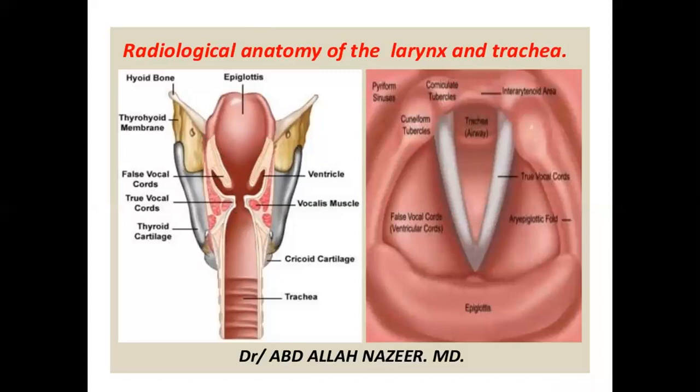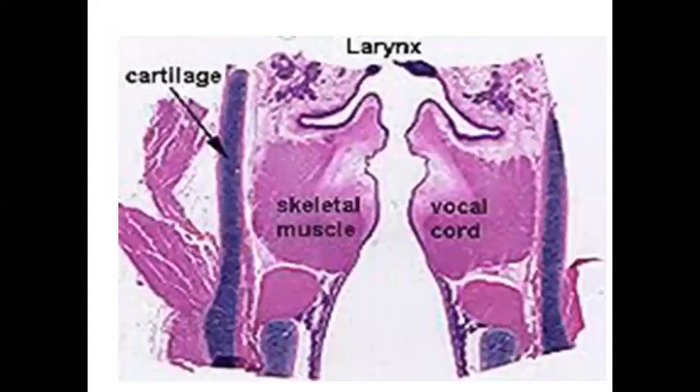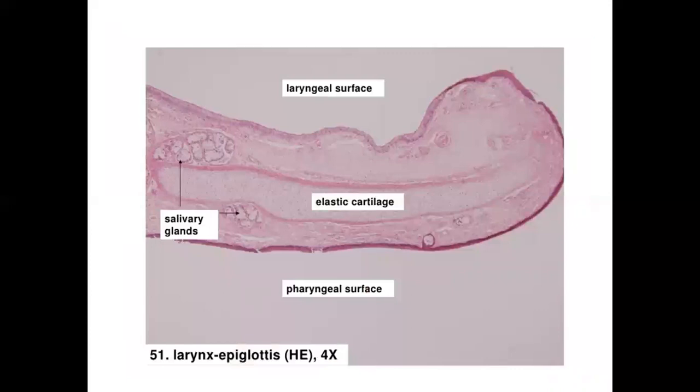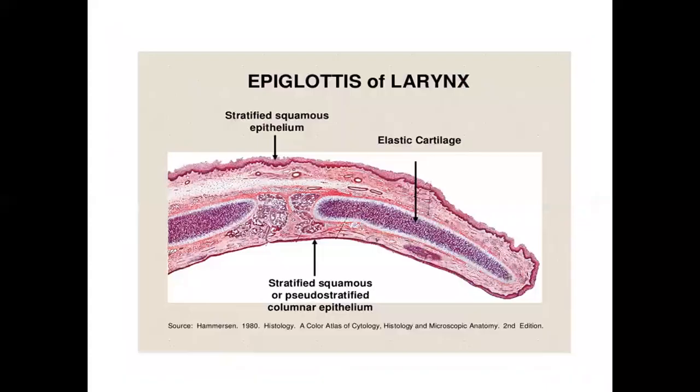The vocal fold is covered by stratified squamous non-keratinized epithelium. Okay, when we come here, this stratified squamous is in the area of the vocal fold and the area of the epiglottis, which are lined with stratified squamous non-keratinized epithelium. While other parts of the larynx are lined by pseudostratified ciliated columnar epithelium.